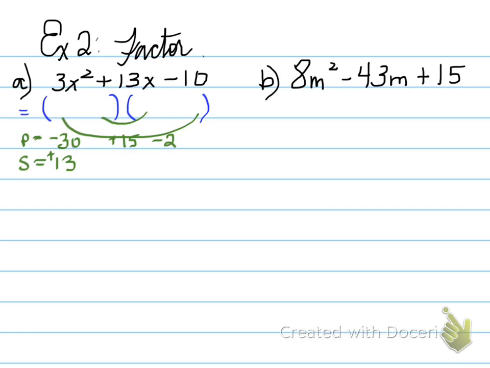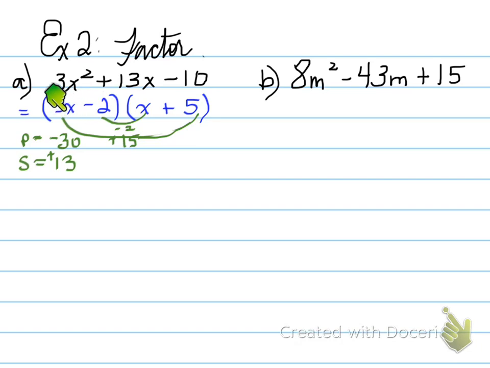So the outside will be positive 15, and the inside will be negative 2. How am I going to get positive 15 with 3x squared and minus 10? Well, we're going to take 3x from the front and positive 5 from the back. So 3x and positive 5 gives us positive 15, and negative 2 times x gives us negative 2.